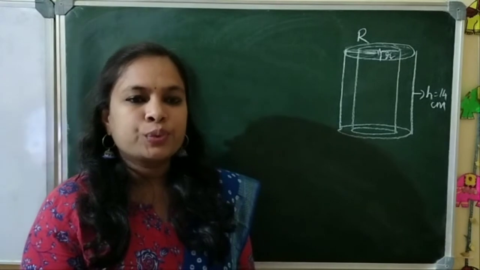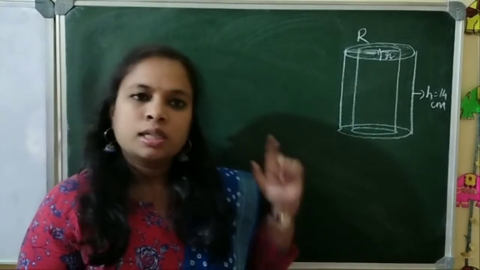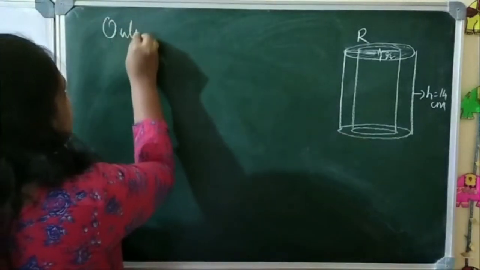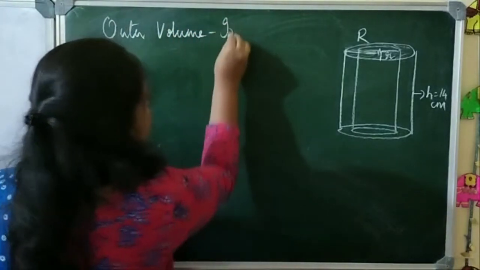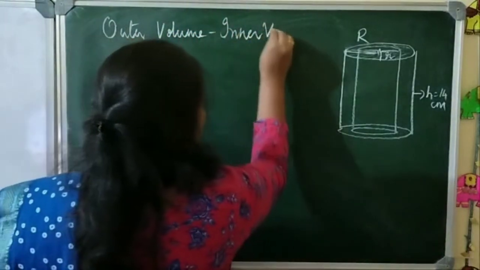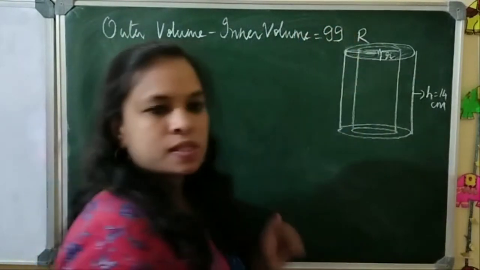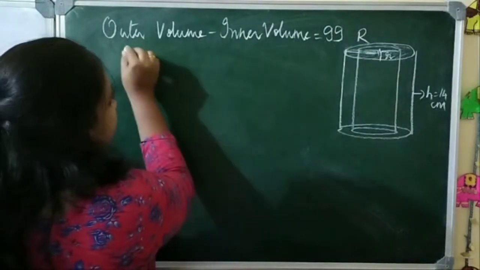Previously we had used the outer surface area minus the inner surface area. The same way here we are going to use the outer volume minus the inner volume, which is equal to 99 centimeter cube. So now for that we will write the difference between both.